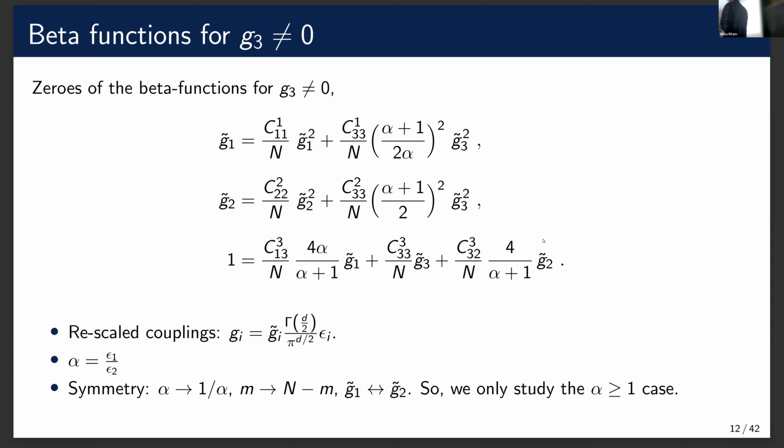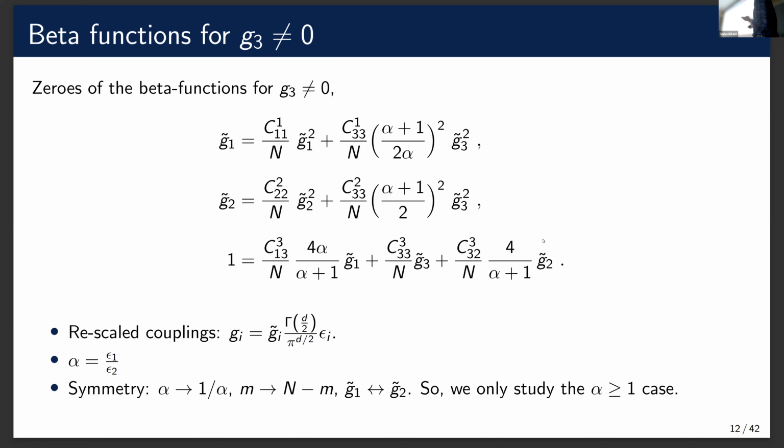So the equation for the zeros of the beta function takes this particular form, and we've just slightly rescaled the couplings in this fashion for convenience. And the second thing is we've introduced a parameter alpha, because epsilon 2 could be factorized out of all these equations, and everything now depends only on alpha. Okay. There is a symmetry of these equations: when alpha goes to 1 over alpha, m and n minus m are interchanged, and g1 and g2 are interchanged. The equations remain unchanged, and so we can completely focus only on the alpha greater than 1 case and forget about alpha less than 1, because the physics would be more or less the same.